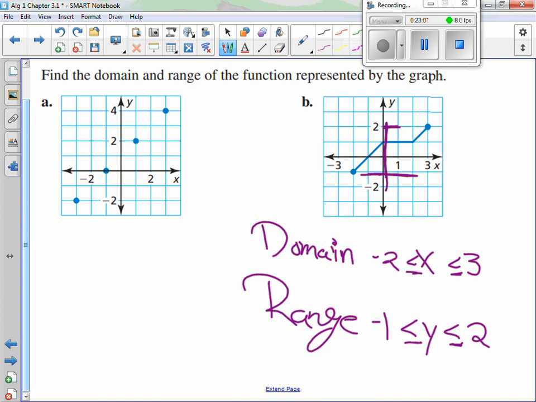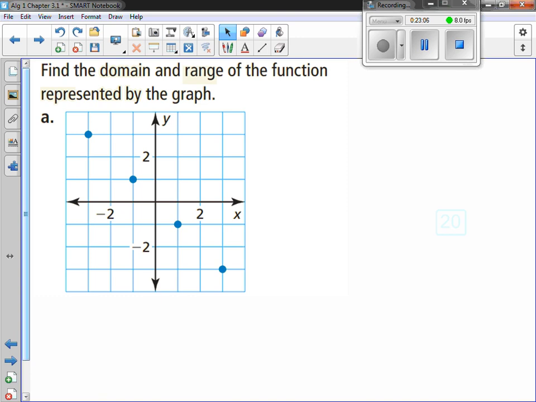I wanted to see how they wrote those. We're going to do another one here.